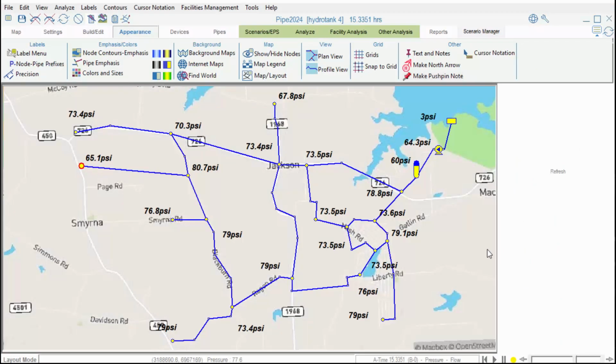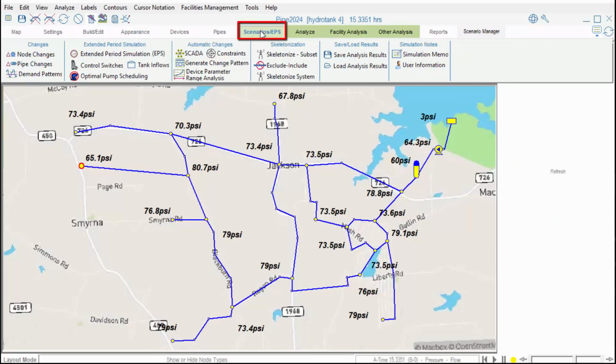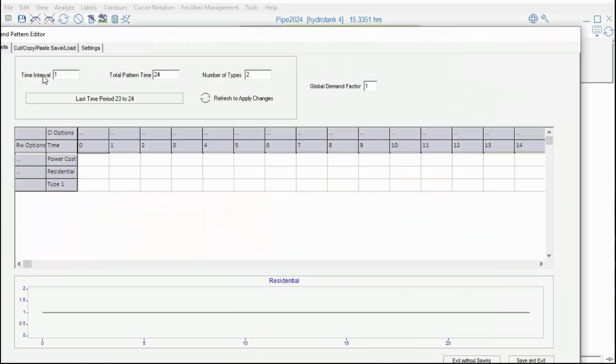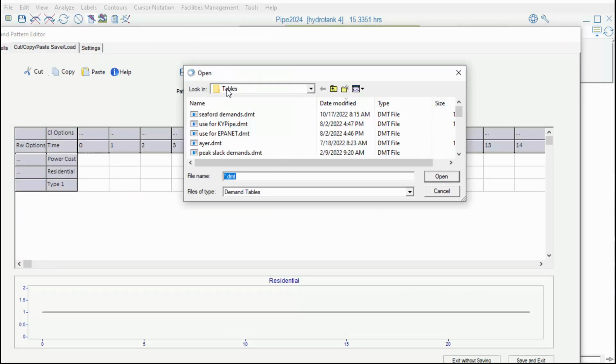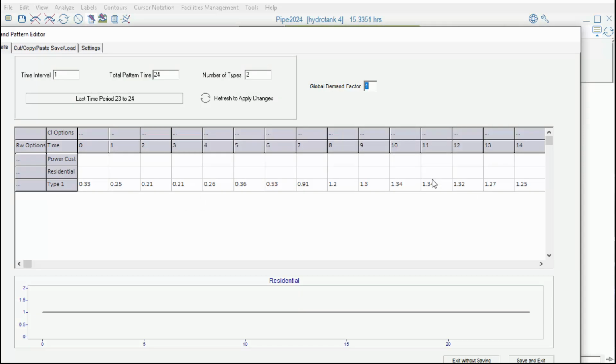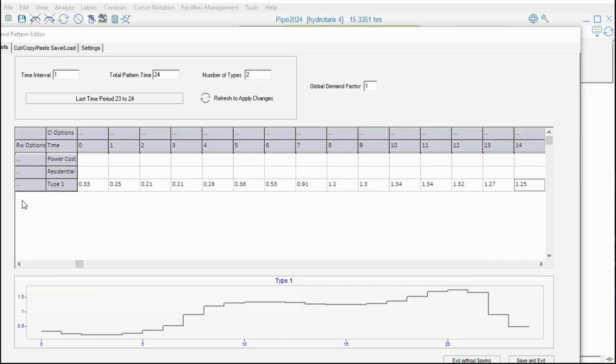Next, we can apply an American Water Works Association demand pattern and see the changes in the system. Then we will apply this demand pattern to the residential row, since we've assigned residential meters to most of the pipes in the system.